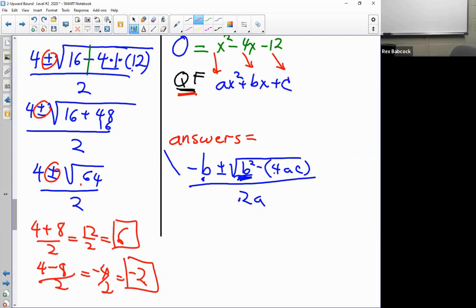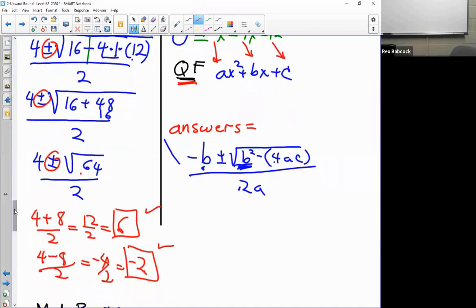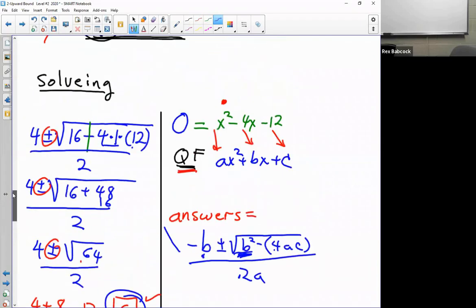Another difference between a first degree and a second degree quadratic, notice I have two answers instead of one. Now, it's always a good idea to check the answers. In other words, say, oh, Mr. B, I don't think you're right. I don't think 6 works. Well, let's end that discussion.